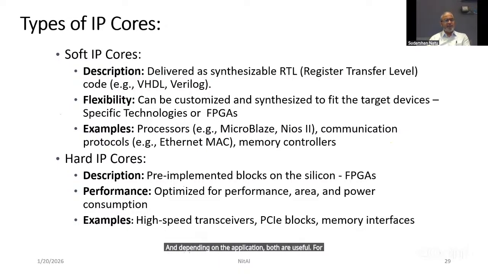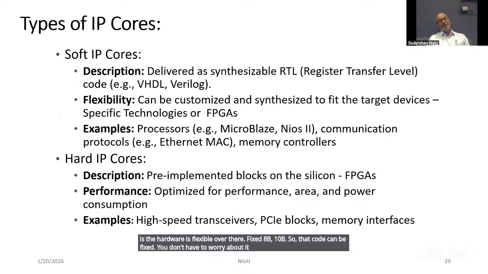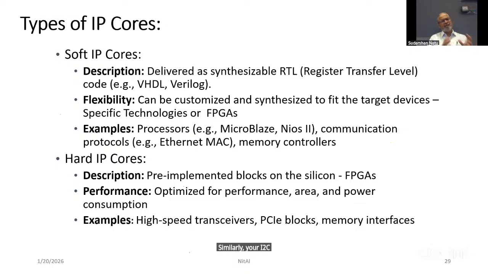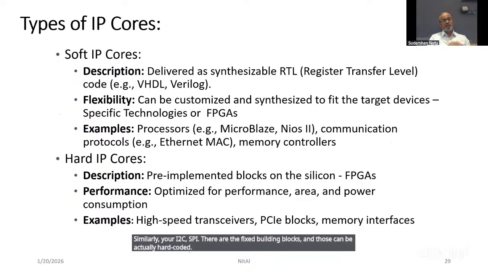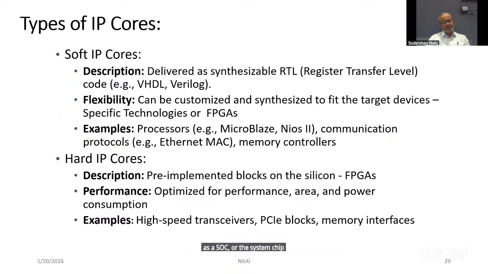For example, USB, nowadays USB is so well known, you know what exactly the function it does. You need software flexibility, you don't need hardware flexibility. Whereas a UART, you don't need the software, the hardware is flexible over there. Fixed 8-bit, 10-bit, so that code can be fixed. You don't have to worry about it. Its utilization, you can do in a different way. Similarly, your I2C, SPI, they are fixed building blocks, and those can be hard coded as a SoC, the system chip itself, onto the FPGA.